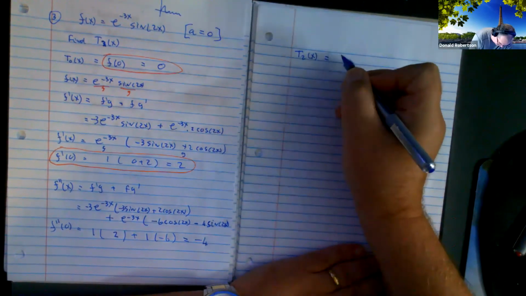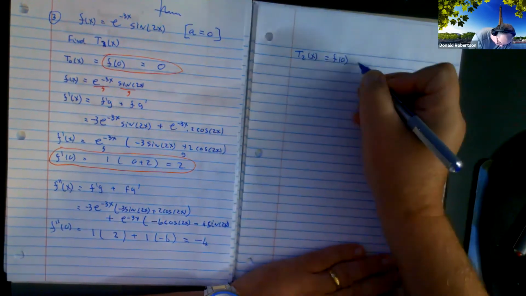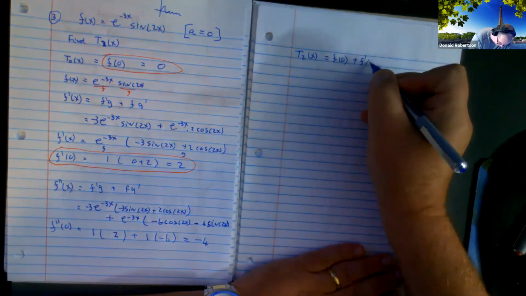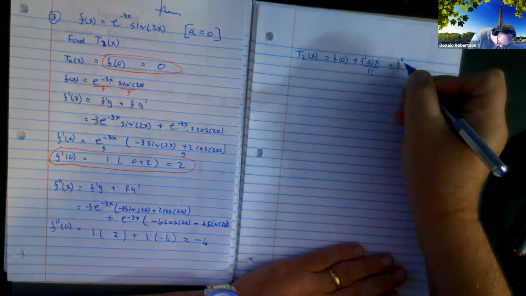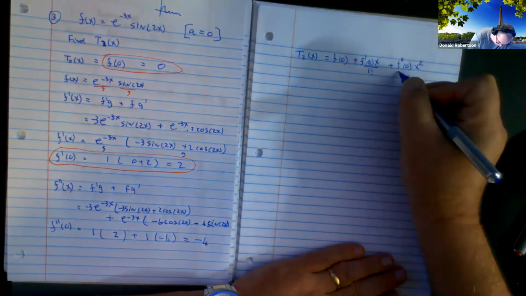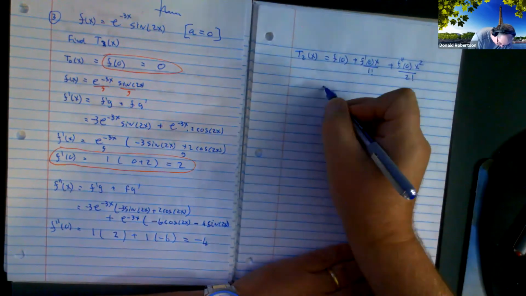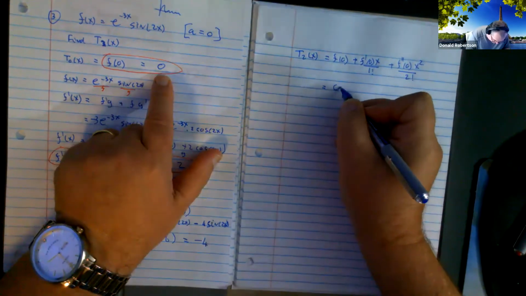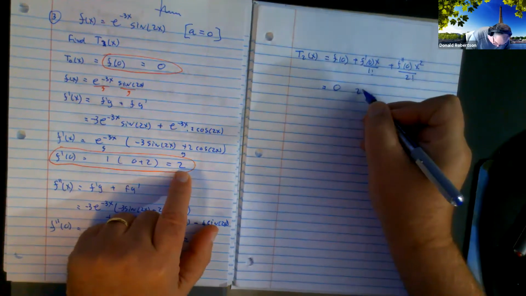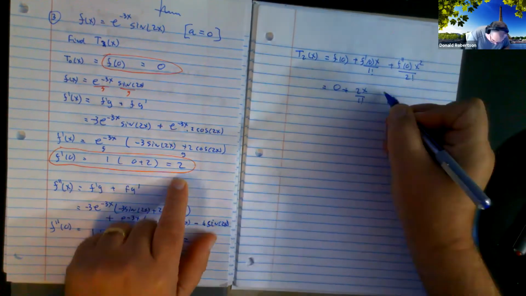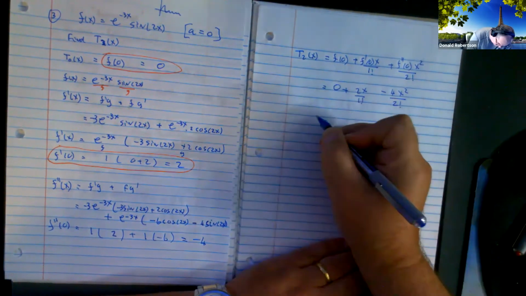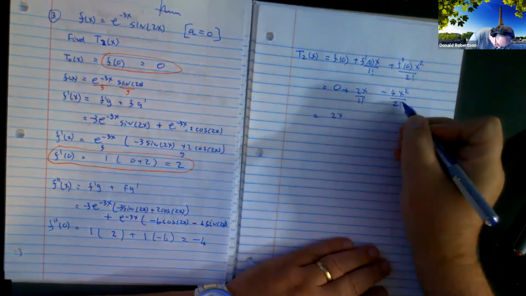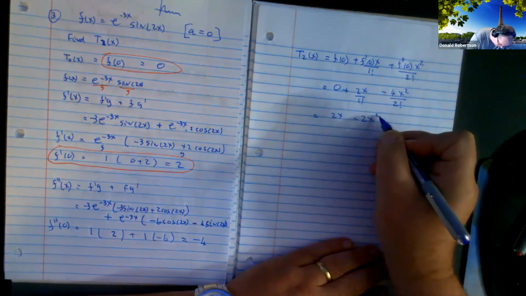So T2 of x is f of 0, plus f dashed of 0 times x over 1 factorial, plus second derivative of 0 times x squared over 2 factorial. This guy is 0, this guy is 2, and this guy is -4. That guy gets you 2x, and this guy gets you -2x squared.